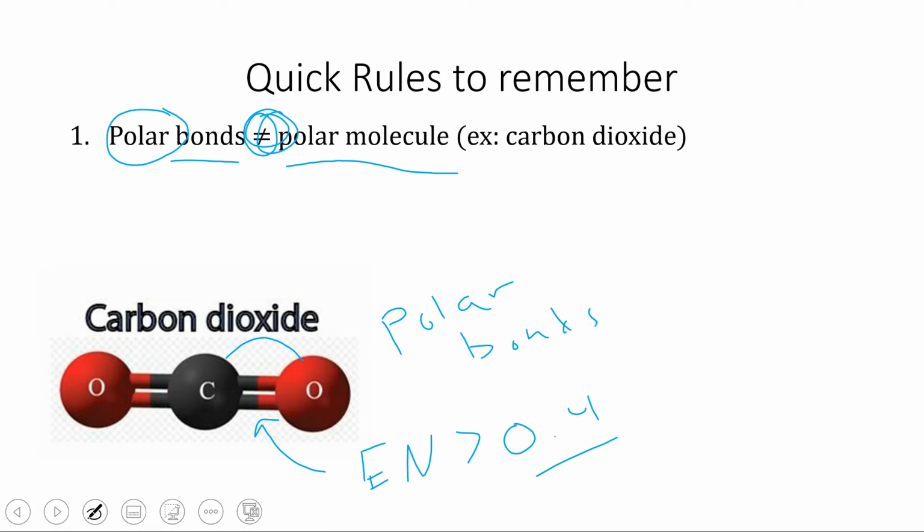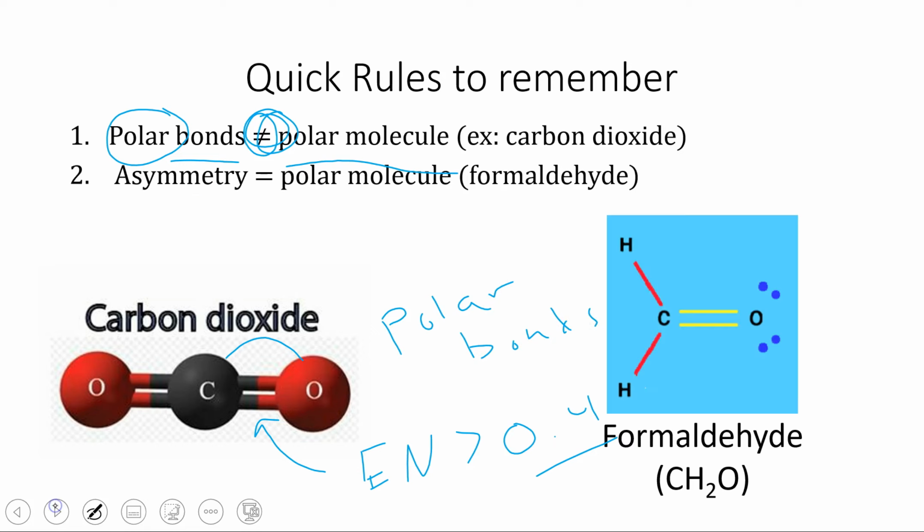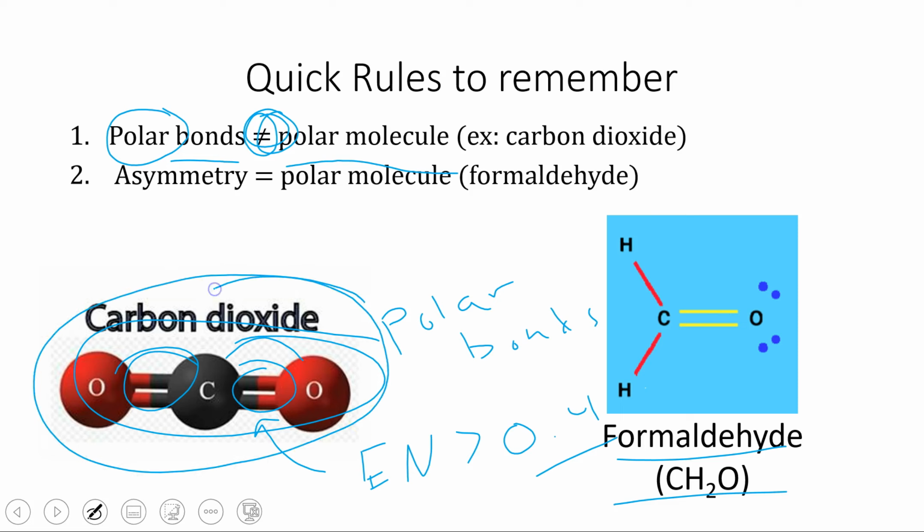Okay, we do not have a polar molecule because we have balance on both sides. We have polar bonds here, and we have polar bonds there, and those are balanced. Okay. Now, if we contrast that with formaldehyde over here on the right, in order to have a polar molecule, we have to have some asymmetry in the molecule. So this is symmetrical because we have a balance in our polar bonds on both sides.